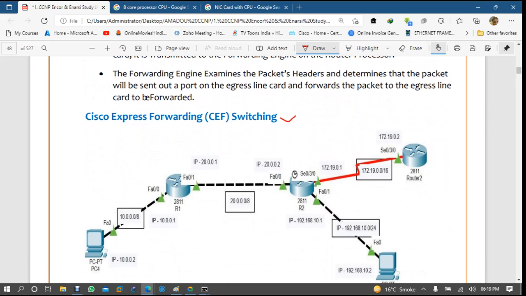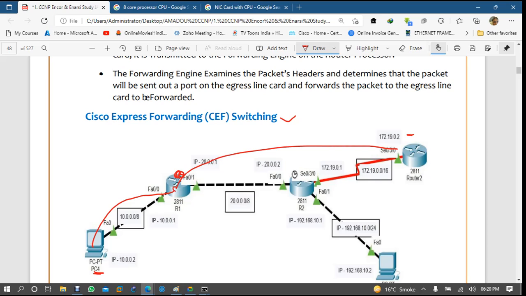So what CEF is doing, CEF is very clever as compared to process switching and fast switching. CEF is doing it like artificial intelligence. Whenever you create this routing information, if this PC wants to communicate to this destination, each and every routing information will be on this router, and you are trying to forward this information towards this router, to this specific destination.